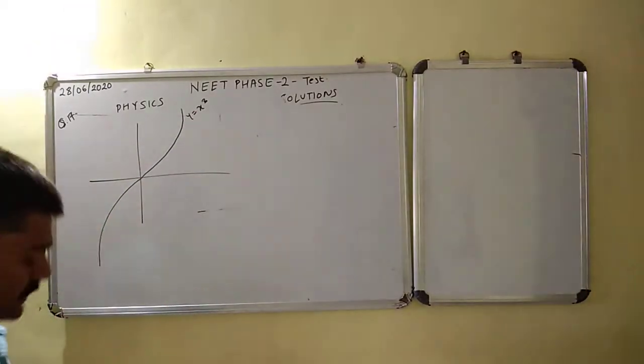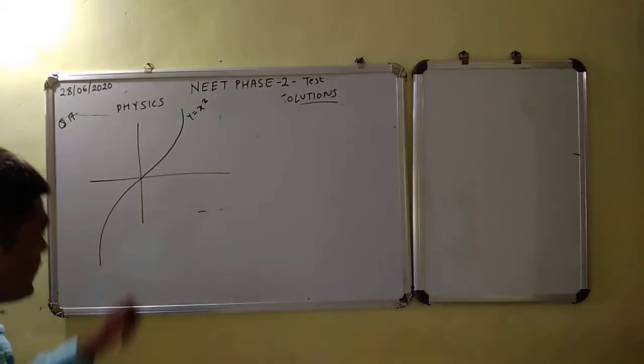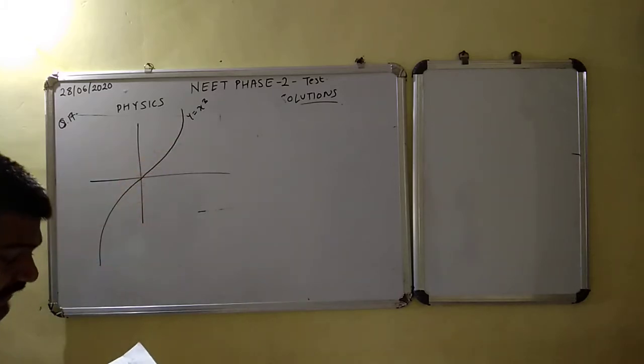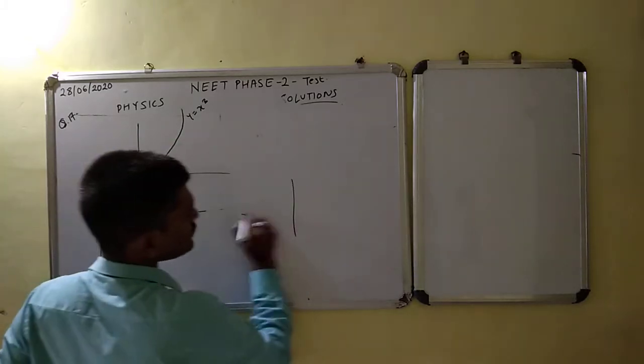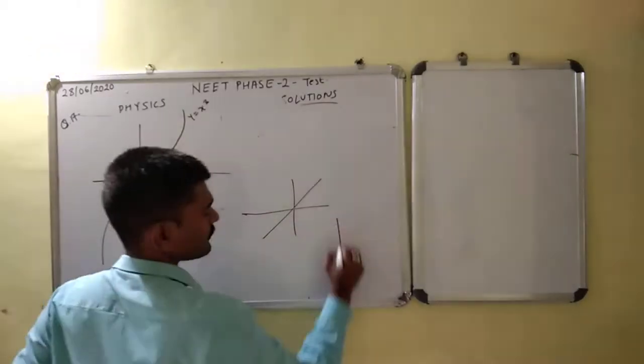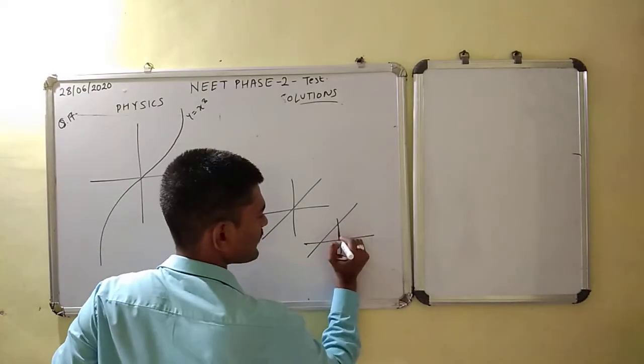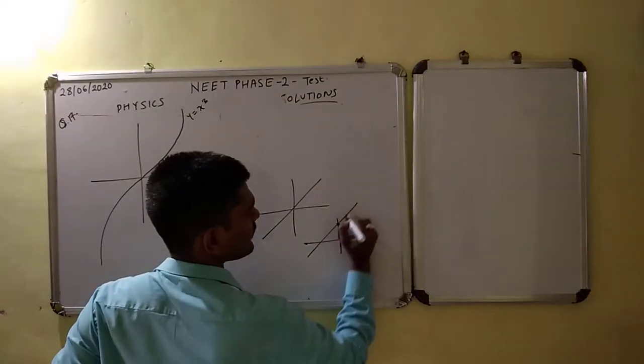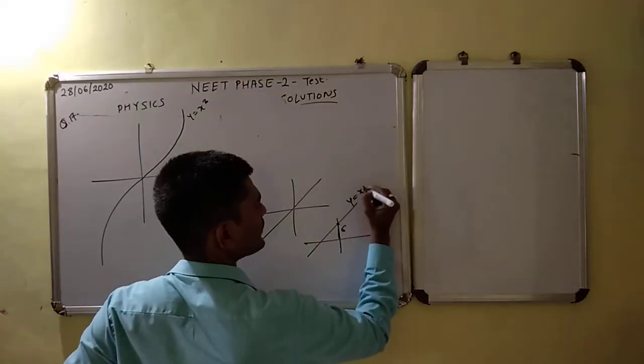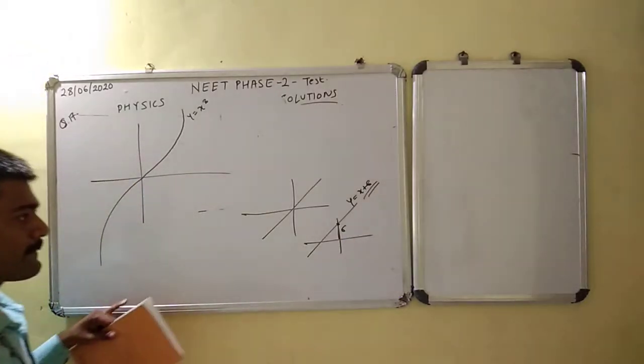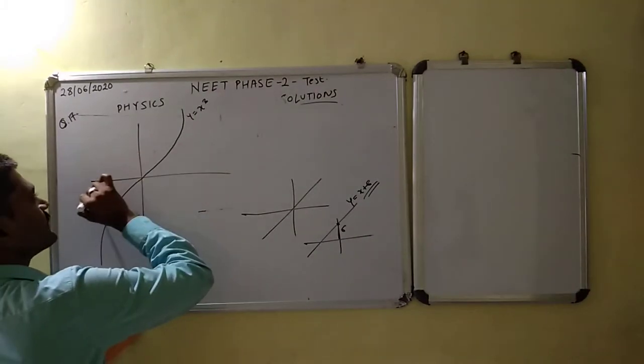Now the question is about the area bounded by the curve y equals x cube and y equals x plus 6. The graph of y equals x plus 6 will be like this. This will be 6 units, and the equation will be y equals x plus 6. Now its graph will be like this.